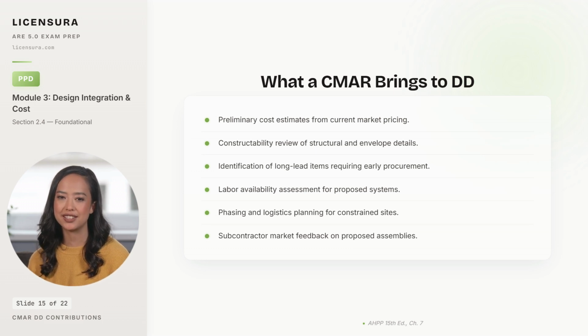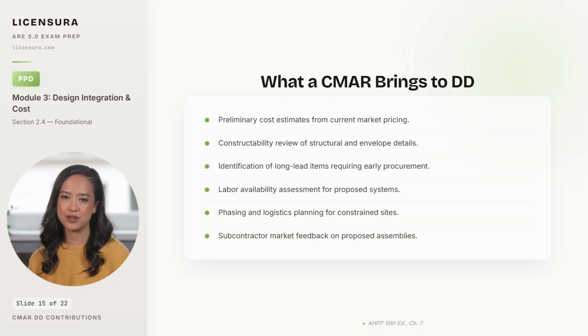Labor availability assessment for proposed building systems, because a beautiful VRF design fails if there are no certified VRF installers within 2 hours of the site. Phasing and logistics planning for constrained sites, including crane locations, laydown areas, and site access. And subcontractor market feedback on the proposed assemblies.